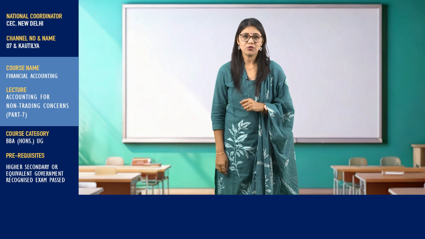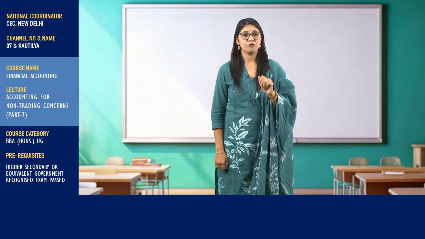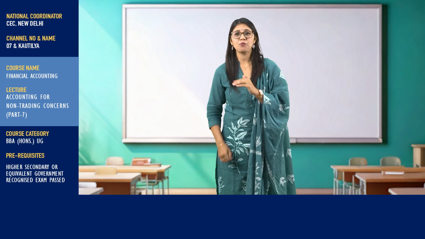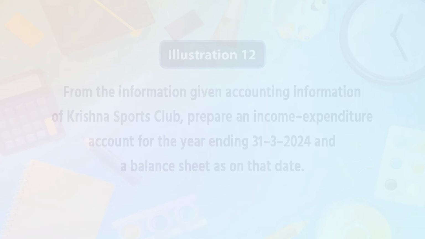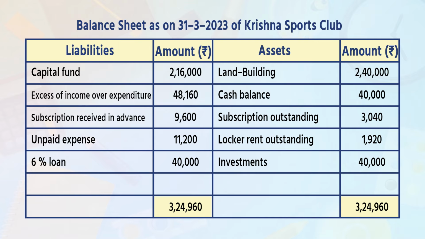Yes, dear students, for practical understanding, refer to previous illustration number 11 of this question, where some sports items are purchased during the year. Now we will start with illustration number 12. From the information given, accounting information of Krishna Sports Club, prepare an income and expenditure account for the year ending 31st March 2024 and a balance sheet as on that date. Prepare balance sheet as on 31st March 2024 of Krishna Sports Club.